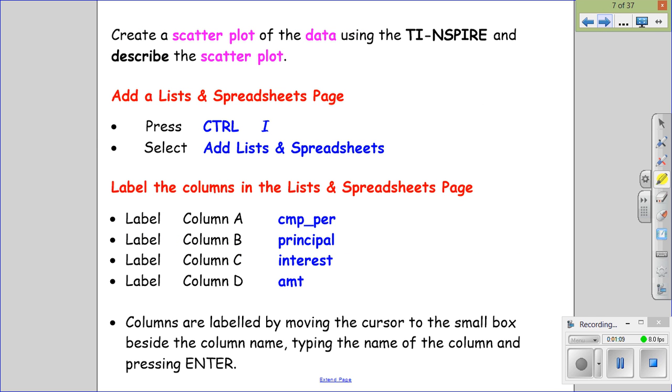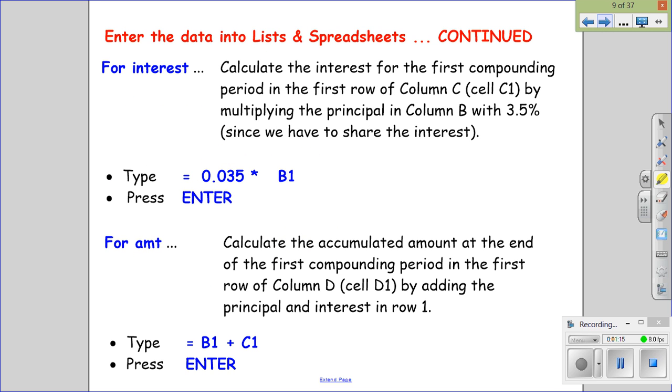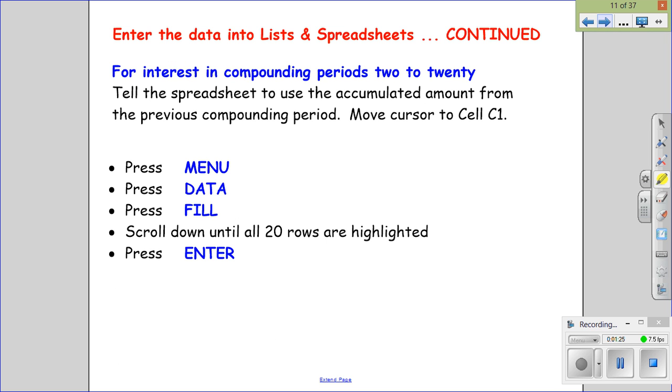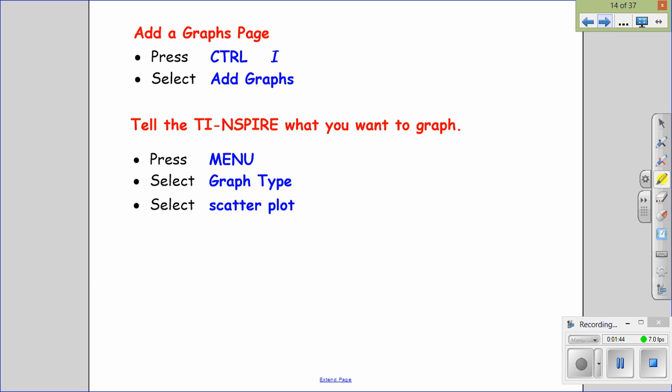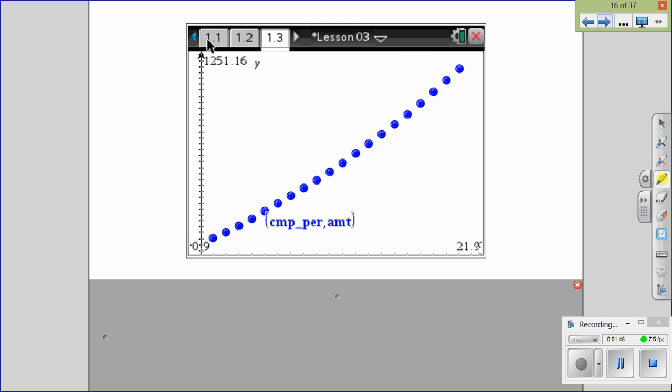If we were going to use the Inspires, which is what I had planned, but obviously you're not using them today, we would have ended up entering all the same information as we did yesterday, except for interest, we would have changed that to 0.035 times B1. Everything else in the table on the calculator would have remained the same, and we still would have had 20 rows of data, because we were compounding our interest twice a year for 10 years. You'll notice we get a very different accumulated amount, because we're only collecting or saving the money for half the time.